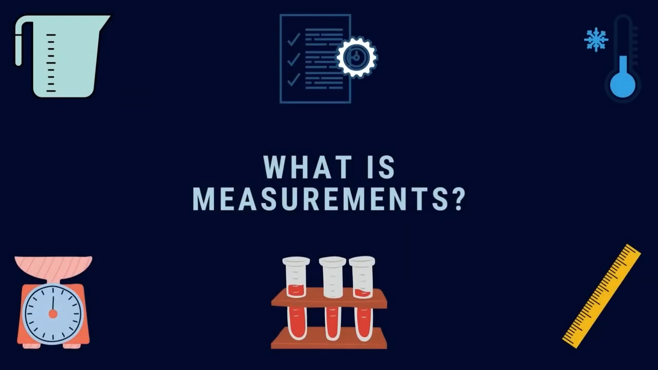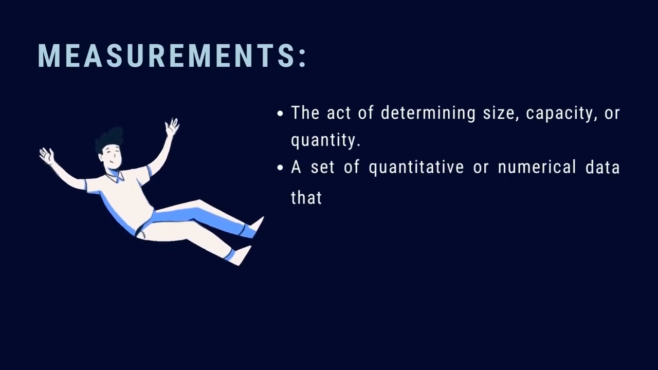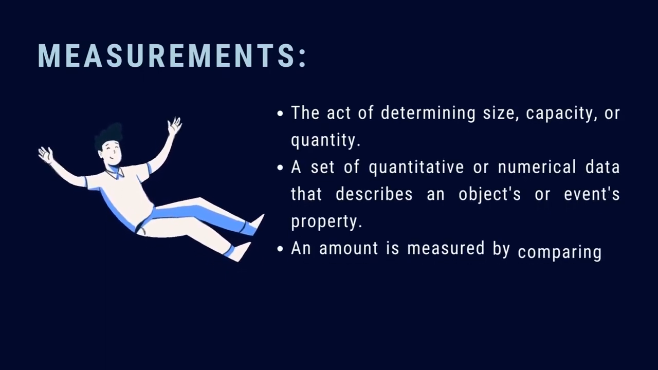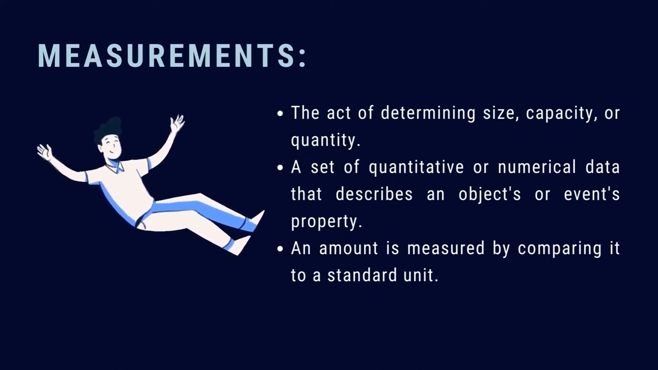But before we begin, let us first define what is measurements. Measurements is the act of determining size, capacity, or quantity. It is a set of quantitative or numerical data that describes an object's or event's property. An amount is measured by comparing it to a standard unit.